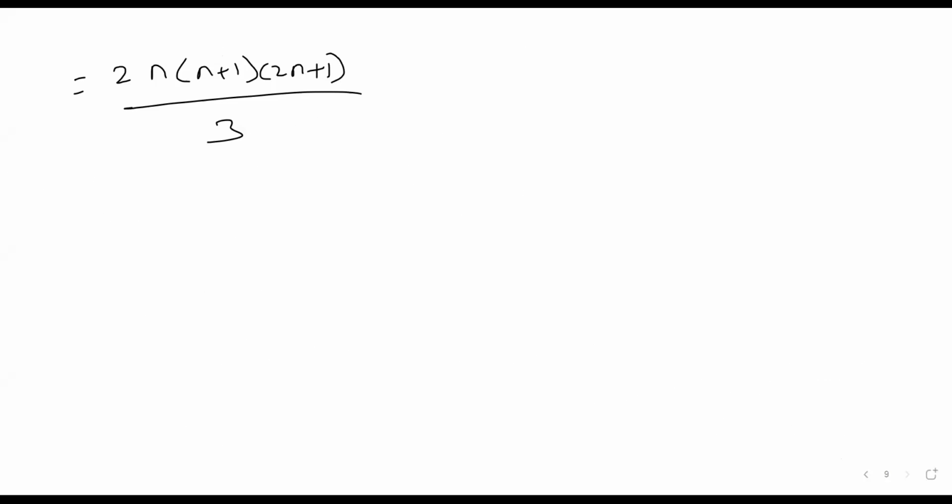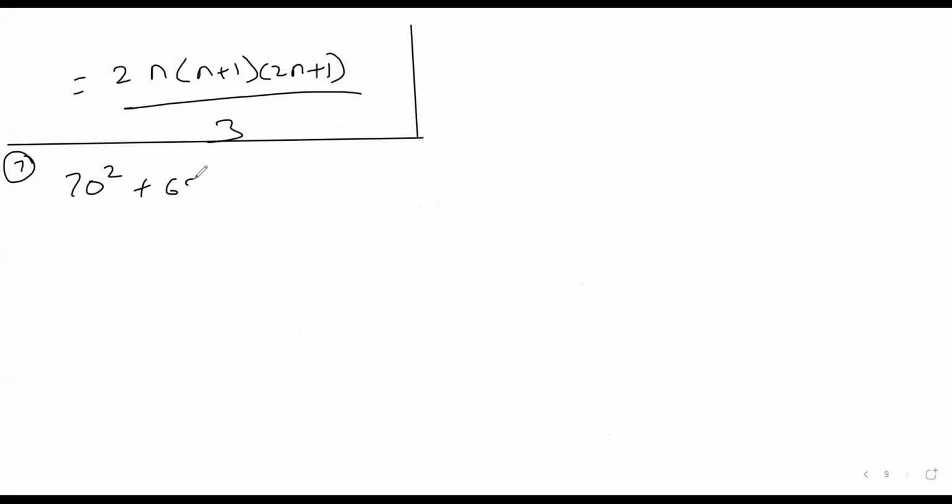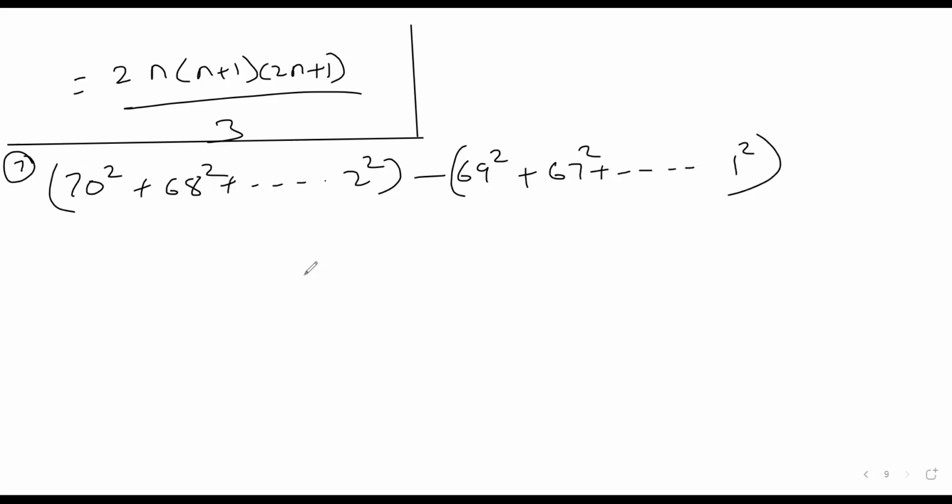Now let us go to the seventh sum. Seventh sum is a bit different, but it is the last sum for today in this video. Find 70 square minus 69 square plus 68 square minus 67 square. So it is even number squares minus odd number squares. We can write this as 70 square plus 68 square plus so on up to 2 square, minus 69 square minus 67 square, so on up to 1 square.